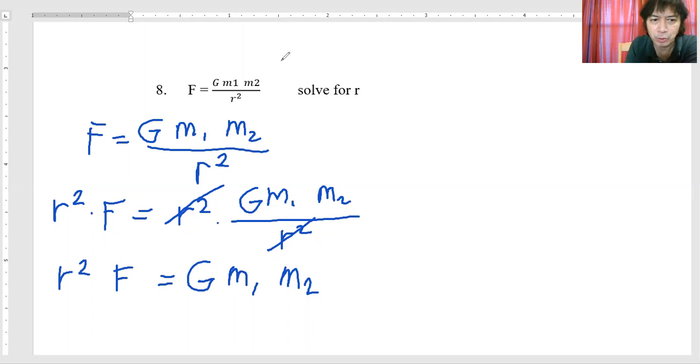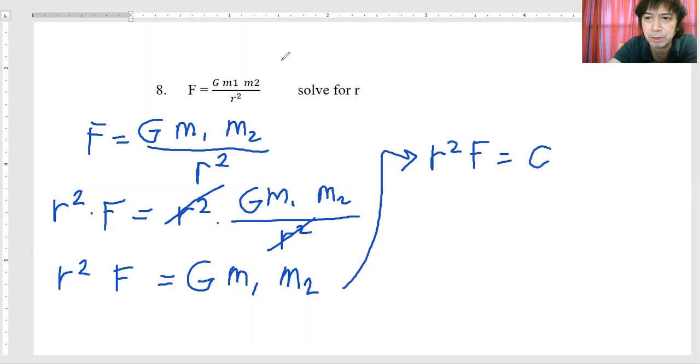Next thing to do is divide by the F, because r squared times F can be isolated by way of division. So the next thing to do is, r squared times F equals G times mass 1 times mass 2. You can now isolate the r squared by division. Divide this by F, and F cancels out there.